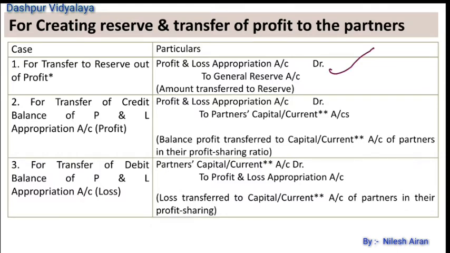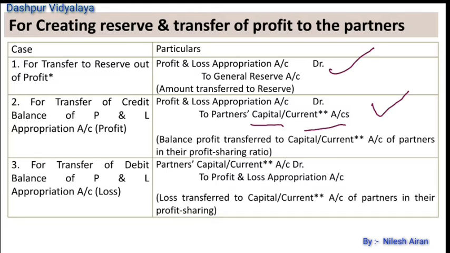For transferring the profits among the partners, profit and loss appropriation account debit to partners' capital or current account. We know that when the profit is transferred to the owner, their capitals increase. So here we can see that profit and loss appropriation account debit to partners' capital account or current account, being the profit is transferred to the capital or current account.